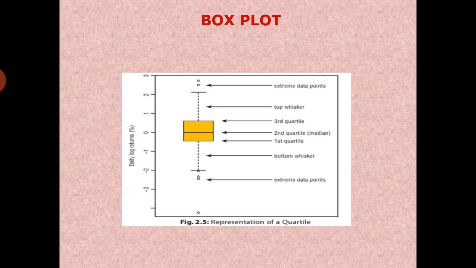First, the minimum is shown at the far left of the chart, at the end of the whisker. The first quartile is the far left of the box. The median is shown as a line in the center of the box. The third quartile shows at the far right of the box. The maximum is shown at the far right of the chart.